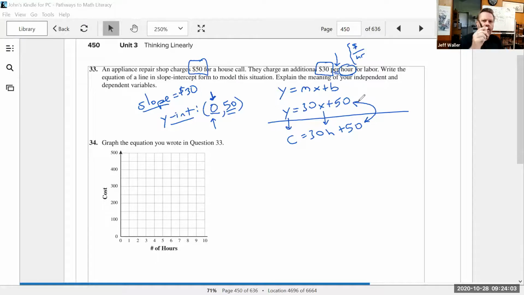The variable I use has to be consistent, but it doesn't have to be a specific symbol. And this makes sense because it lines up with cost and hours. I love it.